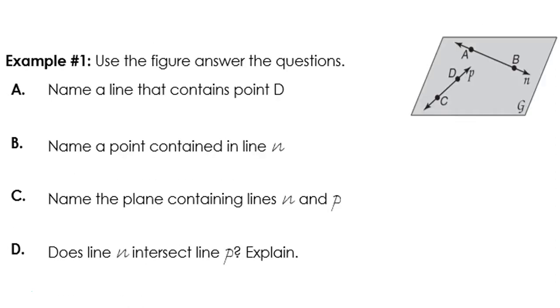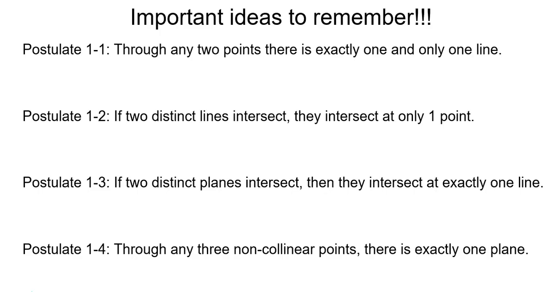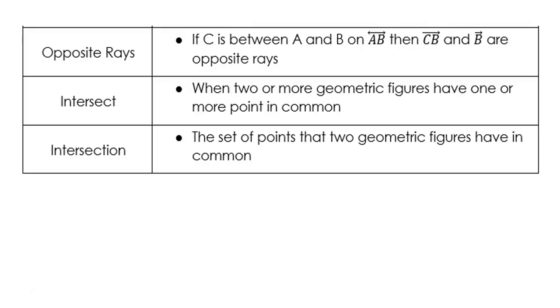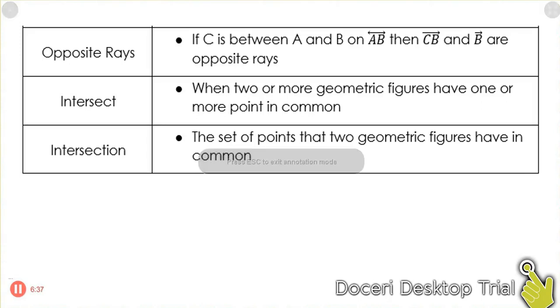Okay, then we have, whoops, sorry. Okay, so then we have opposite rays. Now, there is a little correction you need to make in your notes. So if we have C between A and B, so in other words, we have A and B somewhere on a line. Here's A, here's B. Somewhere in between A and B, there is C.